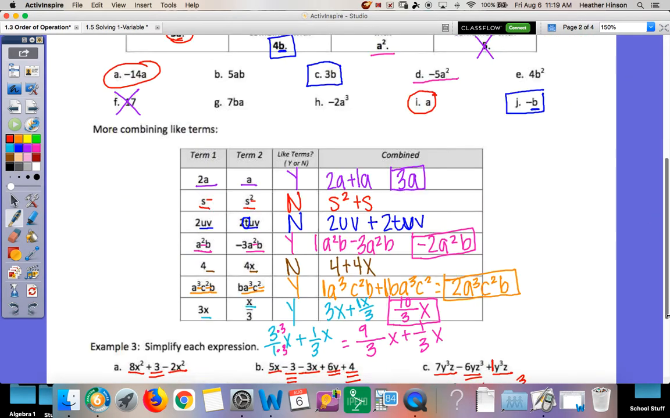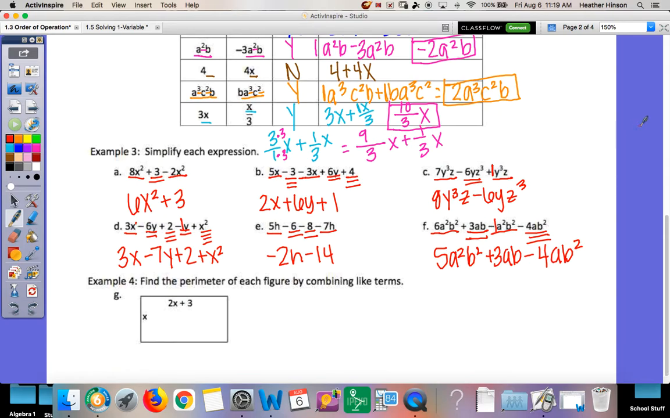Okay, so we can use this combining like terms, with a little bit of geometry, to find the perimeter of different shapes. So we want to find the perimeter of this rectangle. Perimeter is found by adding all the sides. We have your length, your width, another length, another width. So your formula for perimeter, we have 2 lengths plus 2 widths.